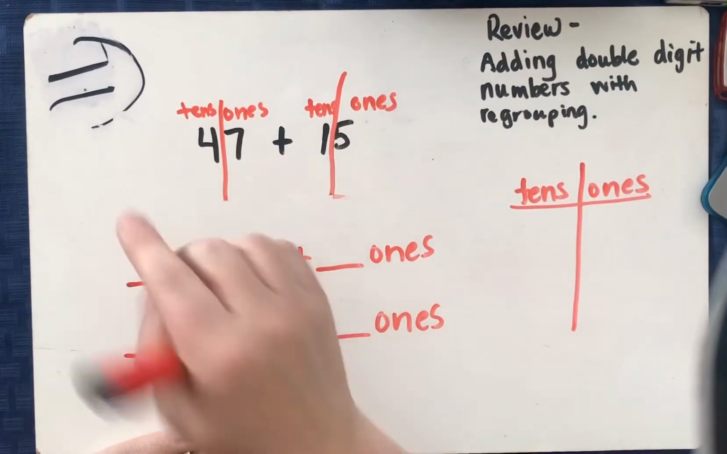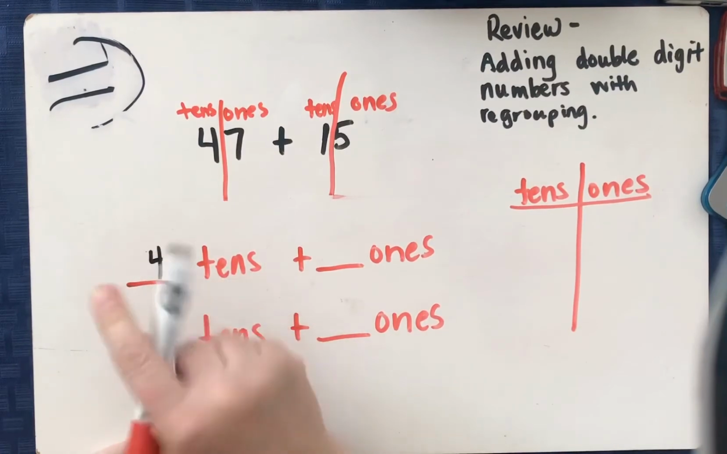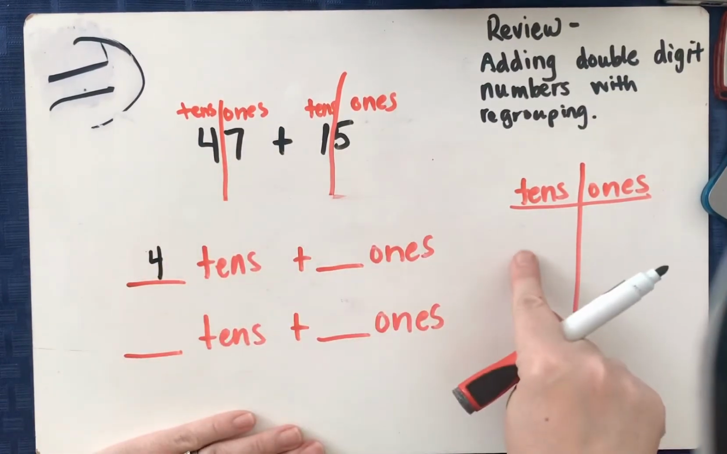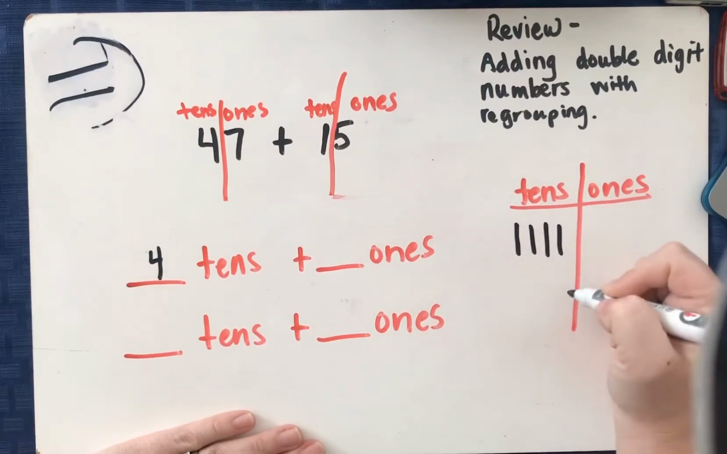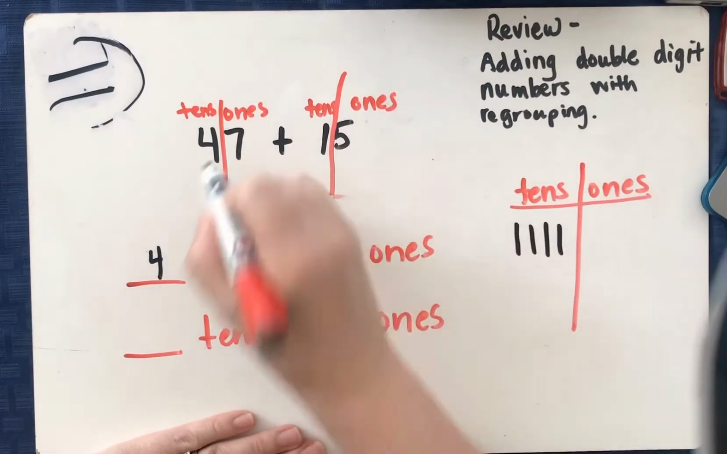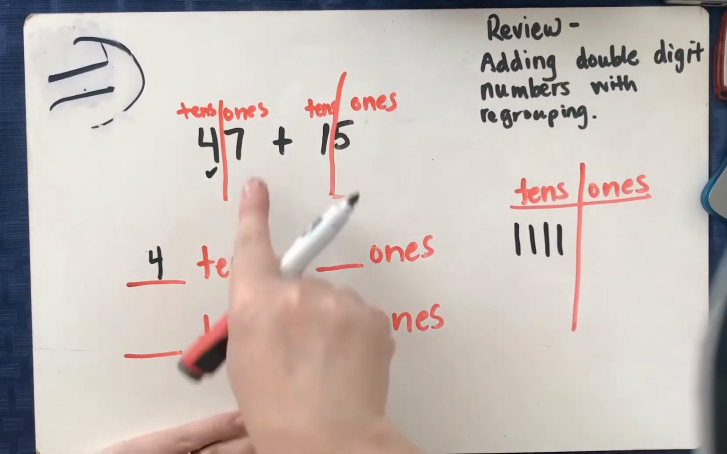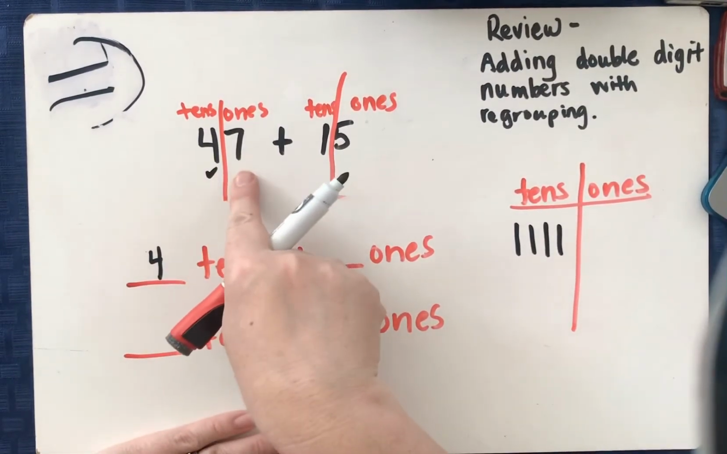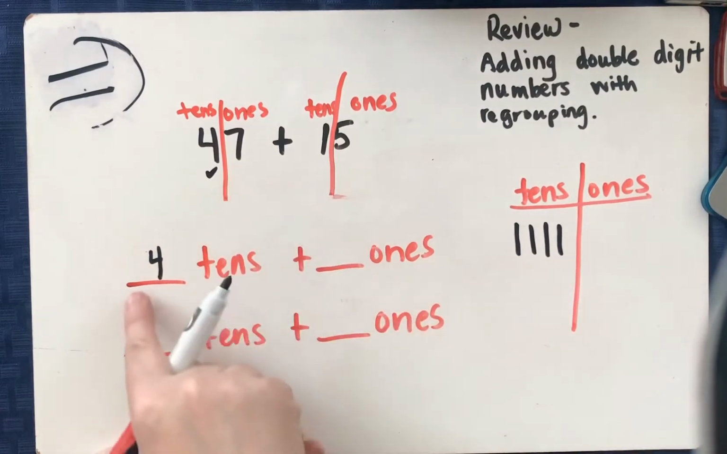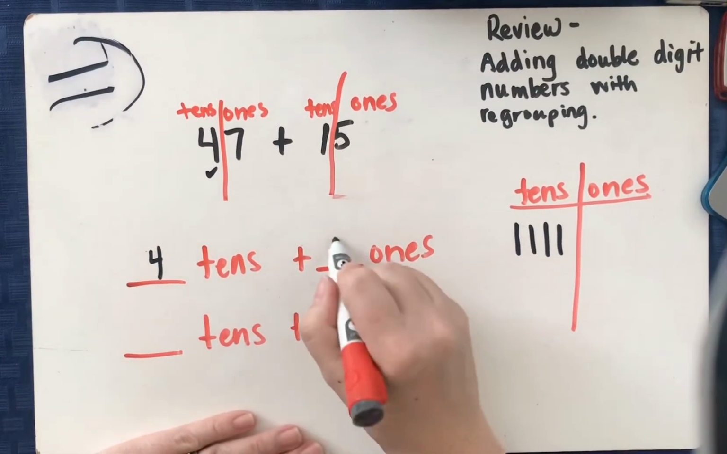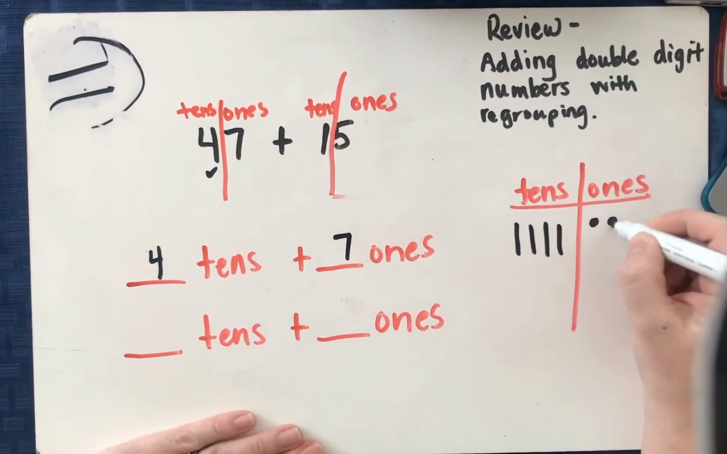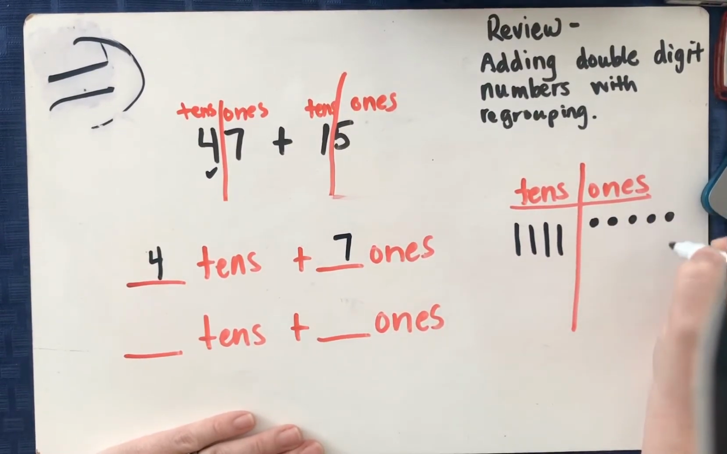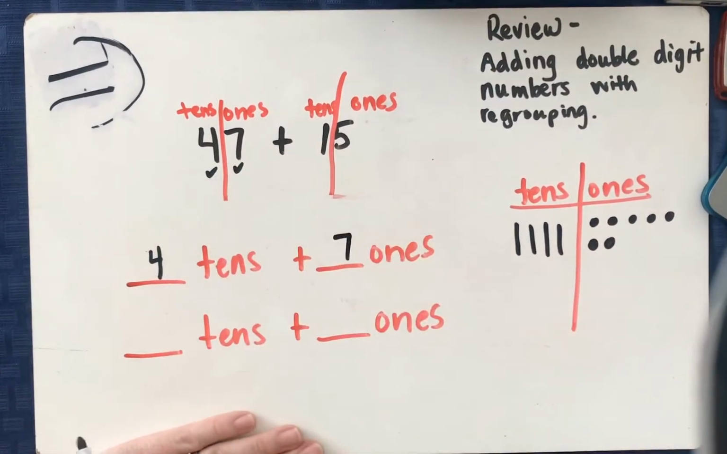So 4 tens, and I'm going to make my 4 tens over here. 1 ten, 2 tens, 3 tens, 4 tens. I'm going to check it off that I recorded that evidence. Here I have 47, 7 in the ones place, so I have 4 tens here and 7 ones here, and I'm going to draw my 7 ones. 1 one, 2 ones, 3 ones, 4 ones, 5 ones, new line, 6 ones, 7 ones. I'm going to check that off that I recorded that.